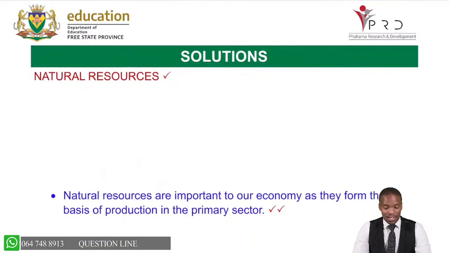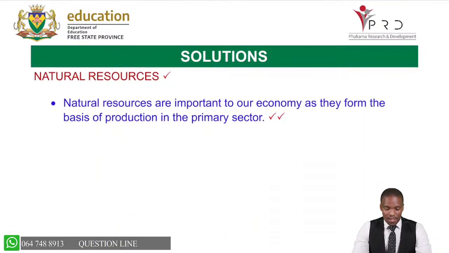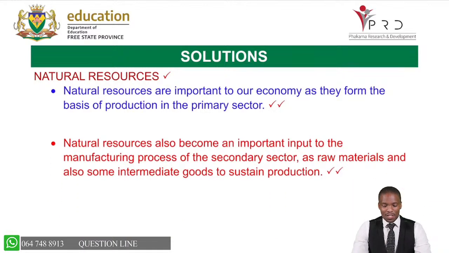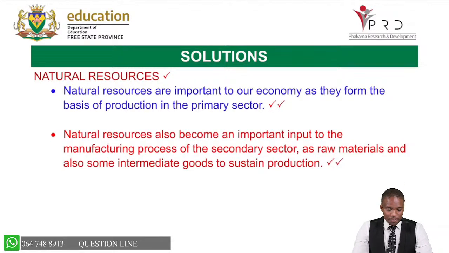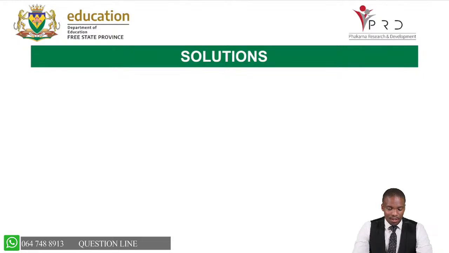As mentioned when we were discussing the supply side approach, we did say that they are important to our economy as they form the basis for production in the primary sector. These natural resources can also become an important input in the manufacturing process of the secondary sector as raw materials, and some of those intermediate goods are there to sustain production. So these are the supply side measures. You'll write the keywords natural resources, and then you also discuss how they contribute to economic growth and development.